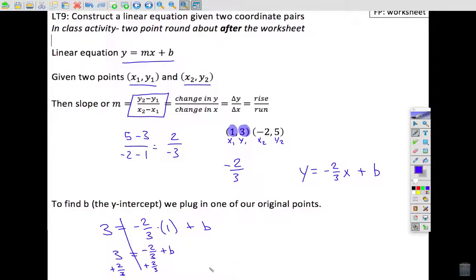This might look a little bit messy because it's fractions, but really these steps are fairly straightforward. So this is 3 and 2/3 equals b. We now know what b is, and we can finish the equation by going back up and replacing b with 3 and 2/3. So our equation for the line between those 2 points is y equals negative 2/3 x plus 3 and 2/3.